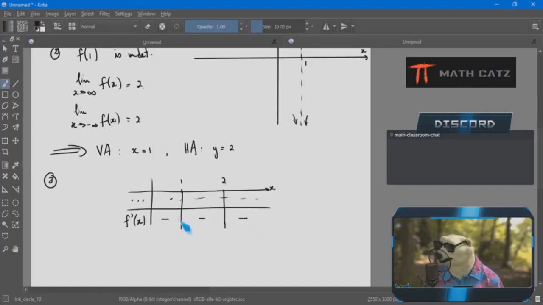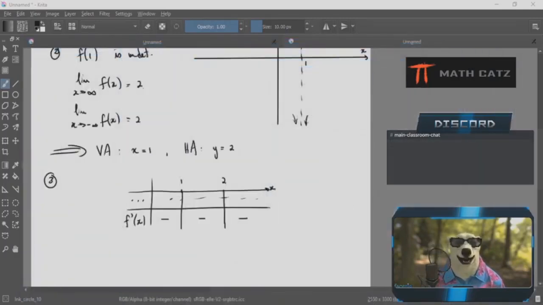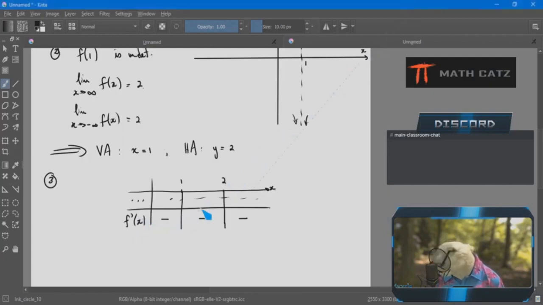I also want to know what happens at those x values, right? So that's where they give me this middle box. The derivative at 1 is undefined. Derivative at 2 is 0. So I can put that right in my table. Derivative of 1, undefined. Derivative of 2, 0. So now, this is really all I need.